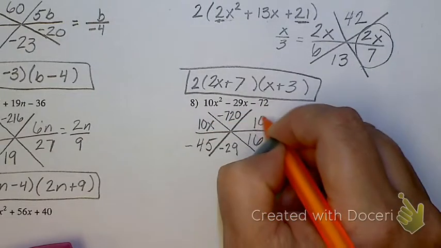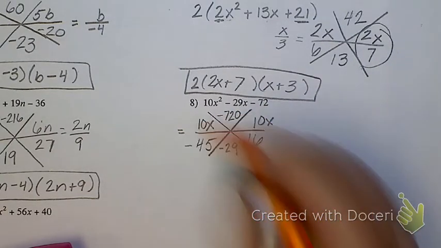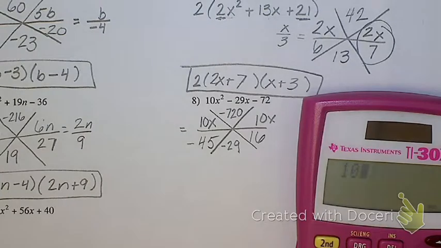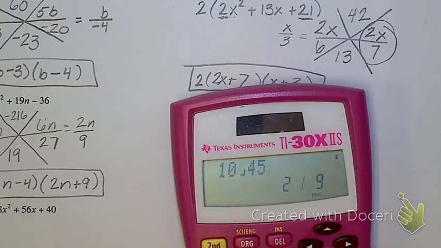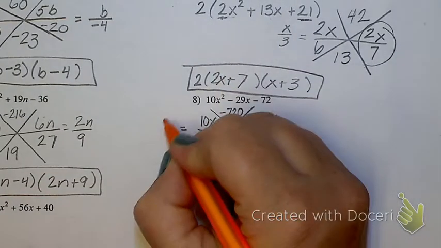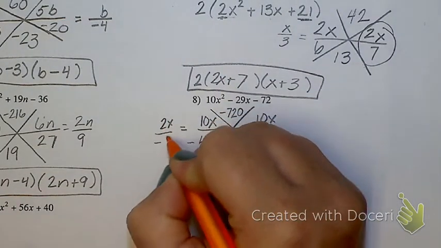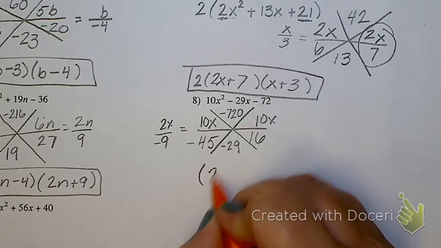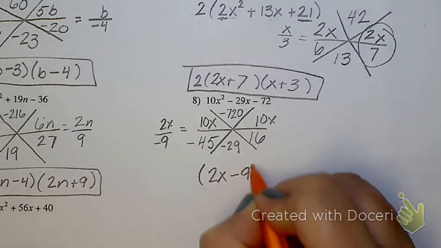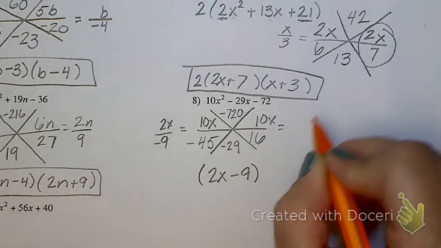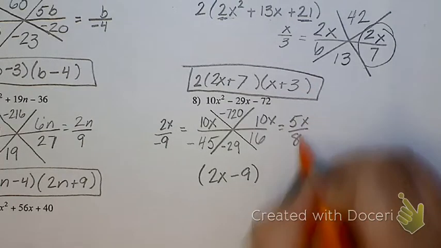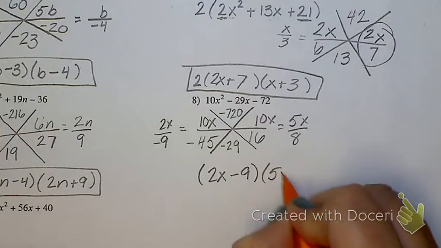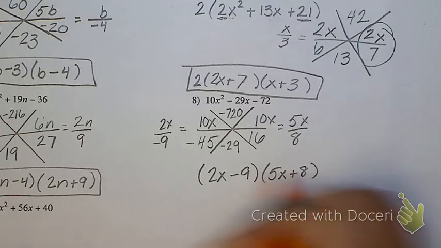10x and 10x. So, got to reduce my fractions. 10 over 45 reduces to 2/9. So that's 2x over negative 9. So one parentheses is 2x minus 9. 10x over 16, I think I can cut both of those in half and get 5x over 8. So 5x plus 8.